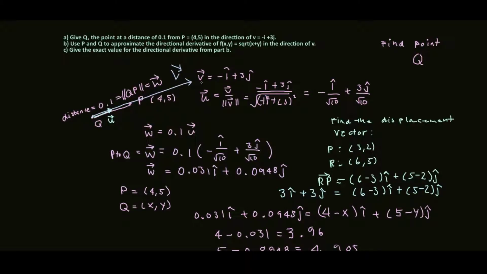So this vector is the vector that the points Q and P are in the direction of. They are in the direction of that, and they have a distance of 0.1, which is the magnitude of PQ or the magnitude of QP.